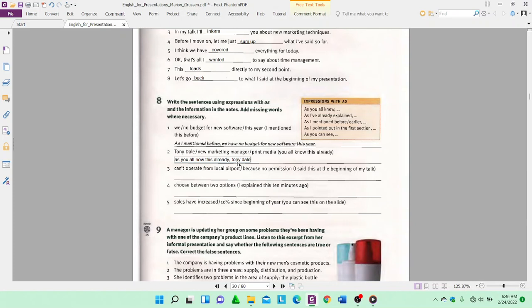yeah, is apa kira-kira? Iya, is our new marketing manager, right? Apa nih? It can be in or. Or for print media. Print media. So this is like, as you all know this already, Tony Dale is our new marketing manager for print media.